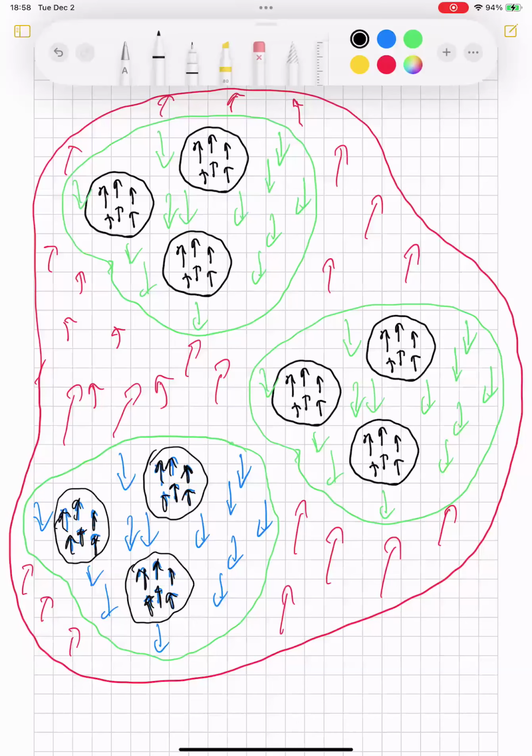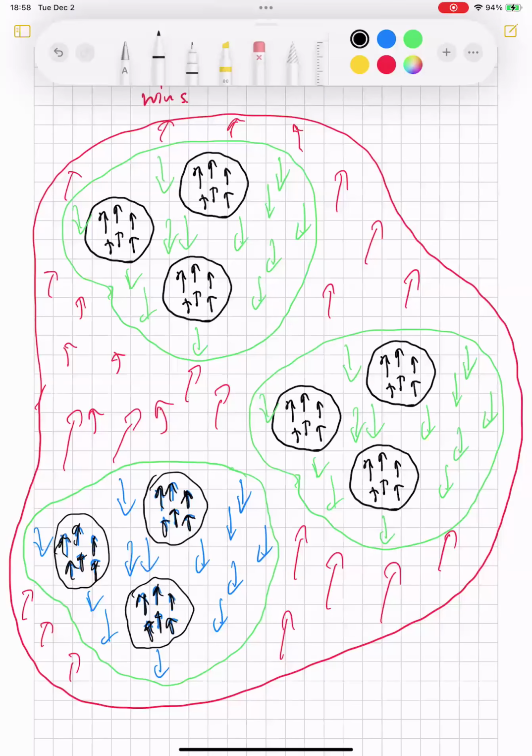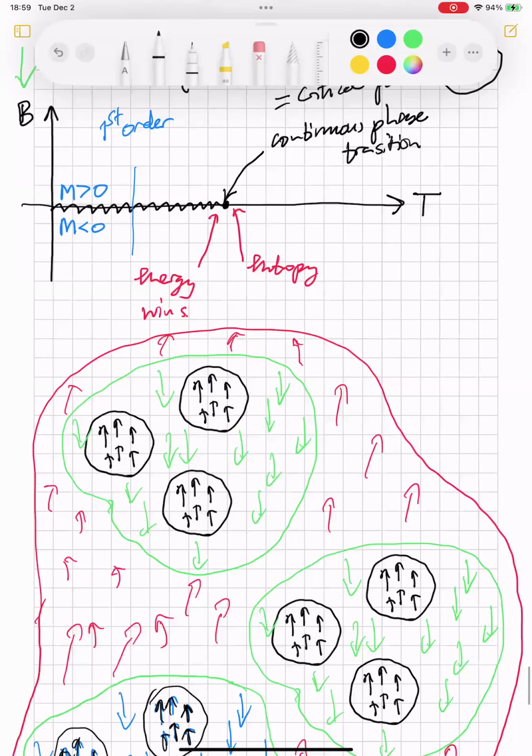So this is the picture that you should have of how at this critical point we get scale invariance. And the scale invariance combines with the other symmetries of the system to give us a full conformal symmetry.